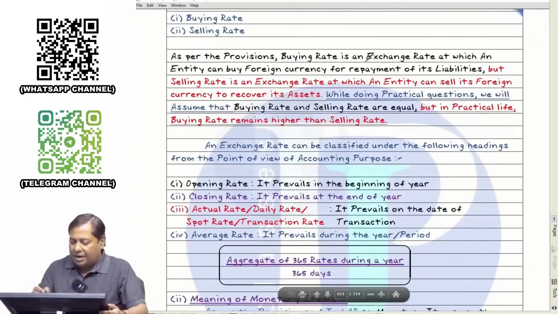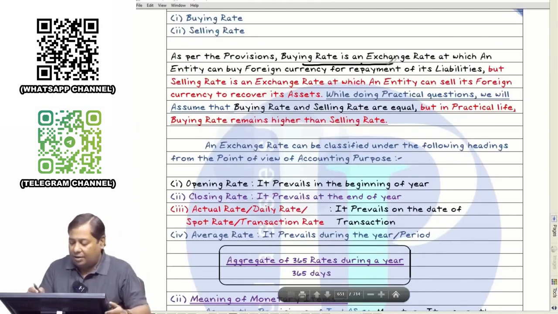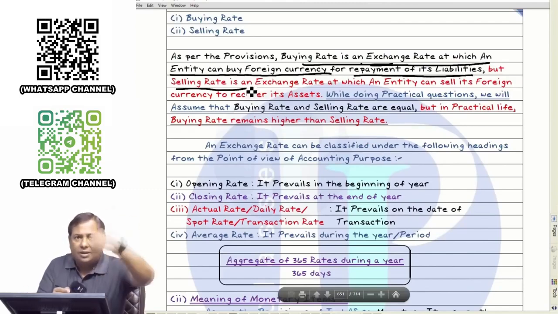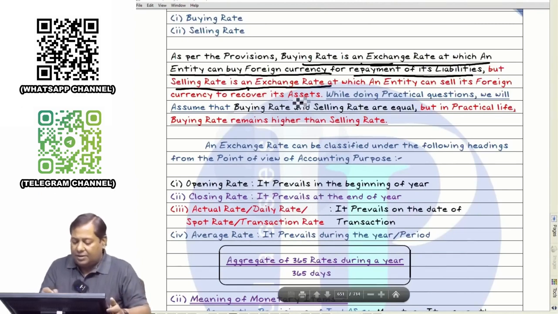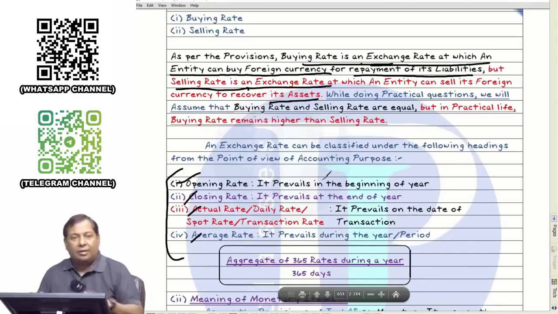Look at this. The bank rate is where you can buy the currency because you need to send it abroad and also because you need to make a payment. Buying rate is the rate at which an entity can buy foreign currency for repayment of its liabilities. Selling rate is the rate at which you can sell currency brought from outside. This is applied on assets. But we have stopped the discussion here. Then we divided it into 4 parts: opening, closing, actual and average. I have explained the whole thing to you.